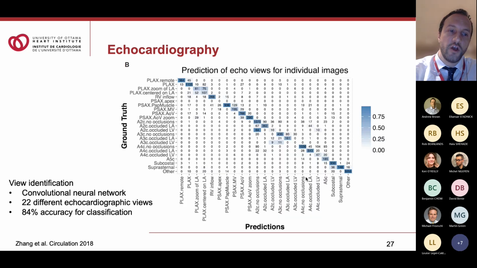The first test that they studied was view identification. And as you read articles on machine learning, you may come across these types of tables. These are called confusion matrices. On the vertical axis, you have the ground truth, in this case different echo views, and then the associated prediction. It's very similar to a 2x2 table you may have come across before. So any entries that are not on the diagonal are essentially errors or misclassifications. In their case, they reached 84% accuracy for classification in this study.